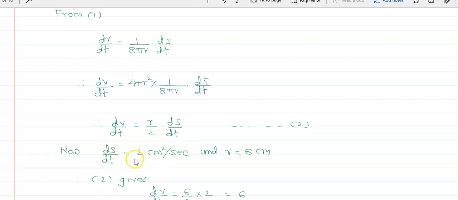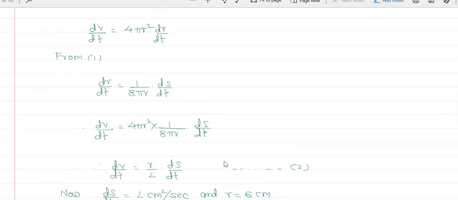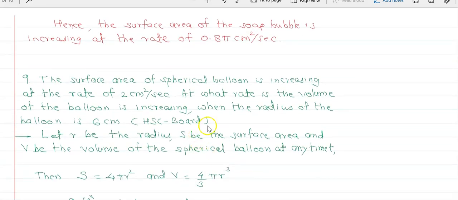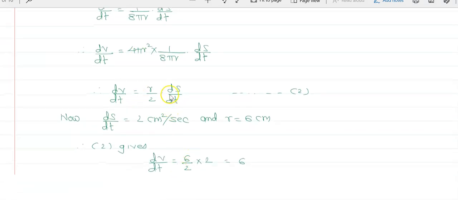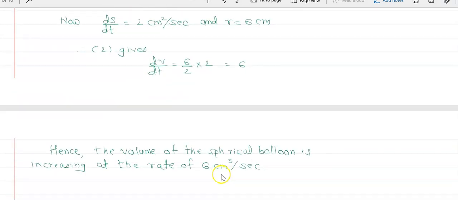Now dS upon dt is 2 cm square per second and r is equal to 6. That is what is given in the problem: when the radius of the balloon is 6, its surface area is increasing at the rate of 2 cm square per second. Substitute the values. dS upon dt is 2, r is 6, and therefore you will get dV upon dt is 6 cm cube per second.